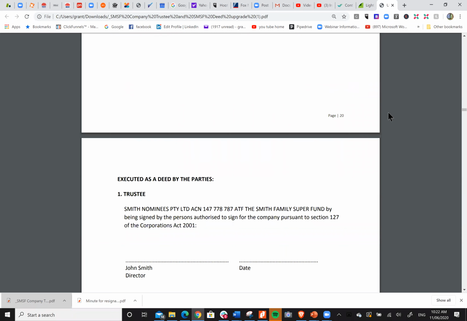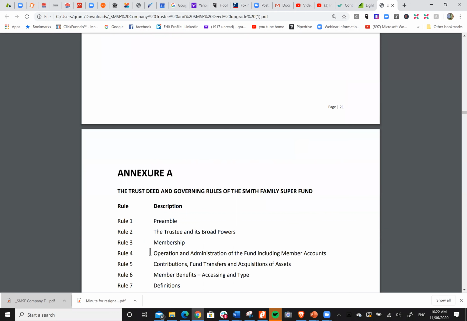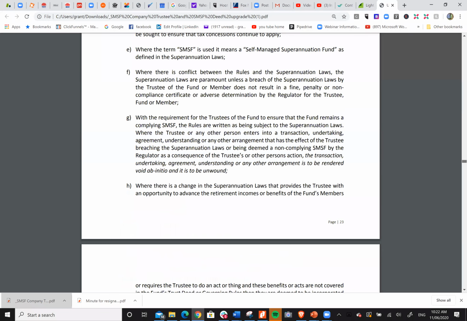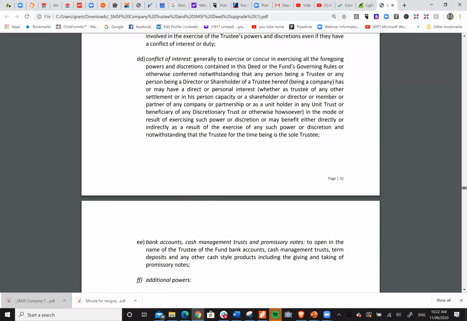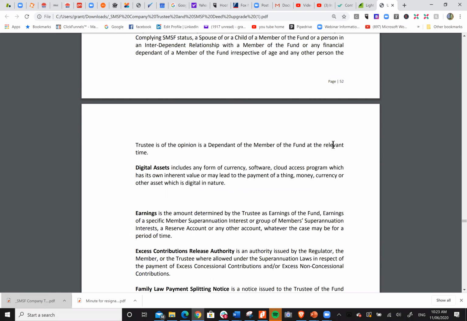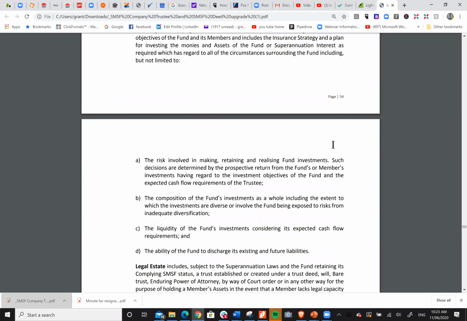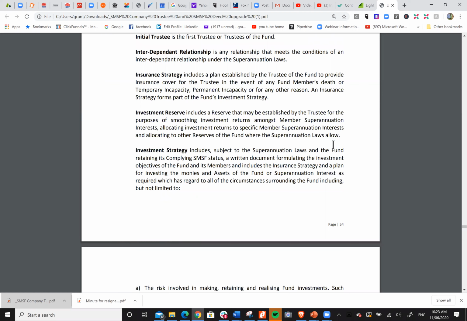So we go down to the governing rules of the deed itself. Obviously, she's a member or she could be appointed as member. What we're looking at is member benefits, accessing and type. So that is Rule 6. So if I just drift down to Rule 6, and actually I'll go to Rule 7 first, which is all the definitions, and let's have a look at what we've got here for temporary incapacity.